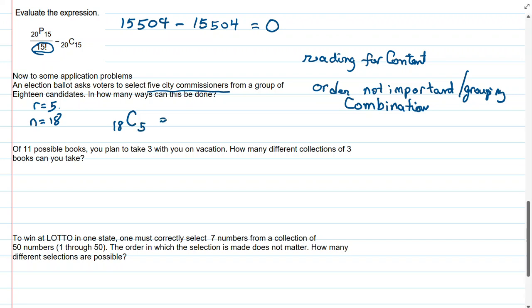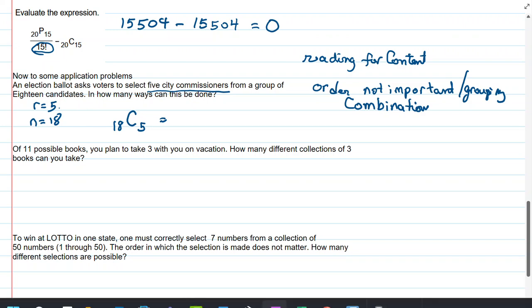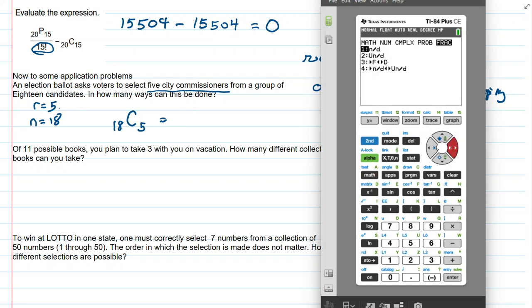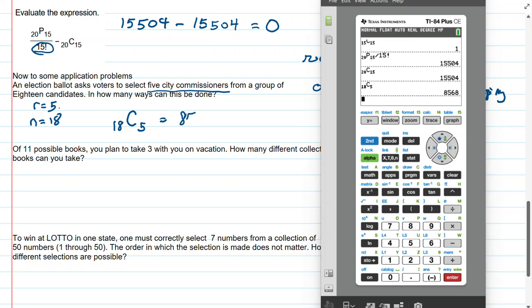And now we're going to use our calculator. 18, math, PROB, number 3, and we're talking size 5. And we have 8,568 ways of getting a group of 5 commissioners.